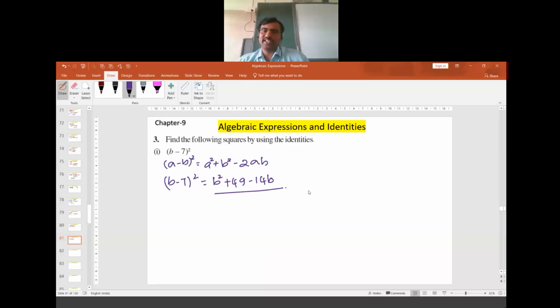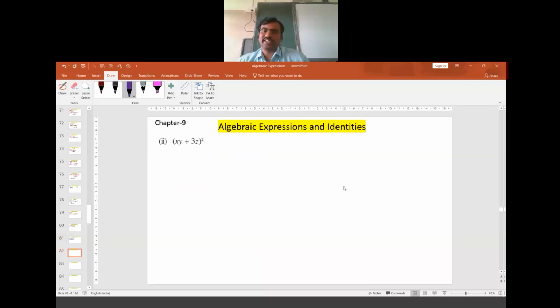Understood? Tell the answer for this. x plus b whole square, sir. Correct. The answer is a square plus b square plus 2ab. Final answer: xy square plus 9z square plus 6xyz. I'll write it as x square y square, which is xy whole square. Correct.